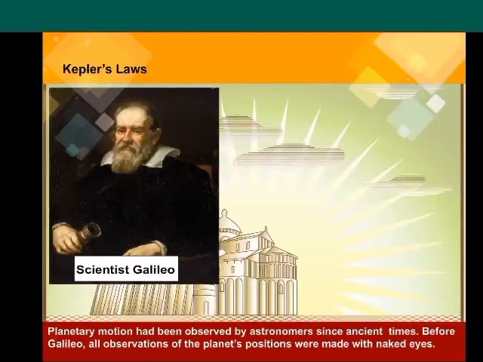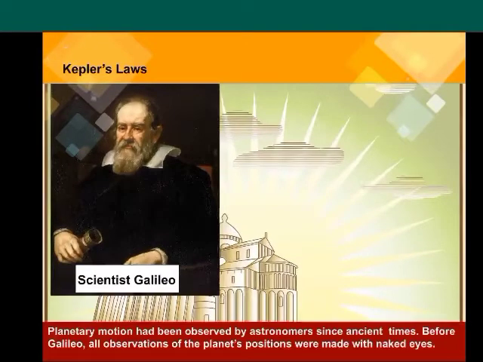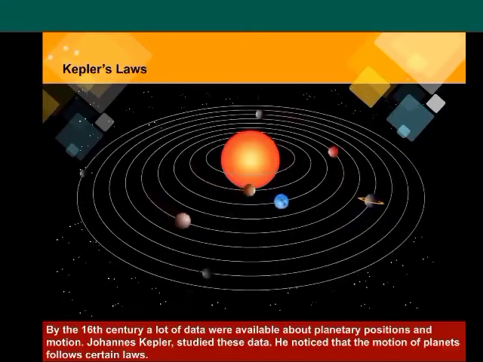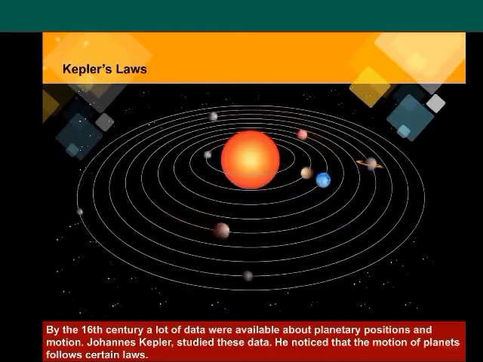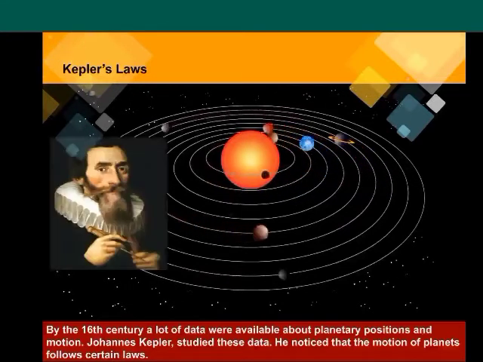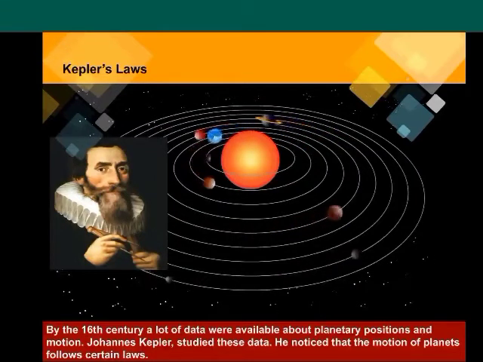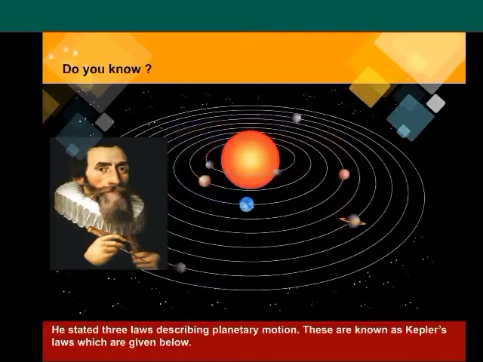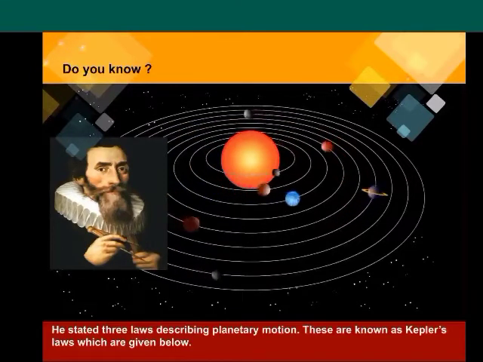Kepler's laws. Planetary motion had been observed by astronomers since ancient times. Before Galileo, all observations of the planets' positions were made with the naked eye. By the 16th century, a lot of data were available about planetary positions and motion. Johannes Kepler studied this data. He noticed that the motion of planets follows certain laws. He stated 3 laws describing planetary motion. These are known as Kepler's laws, which are given below.